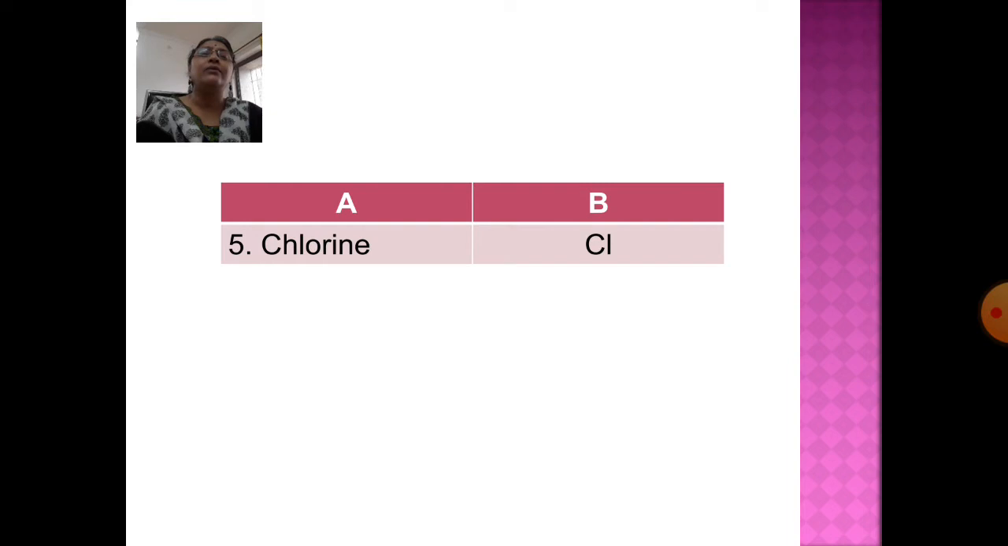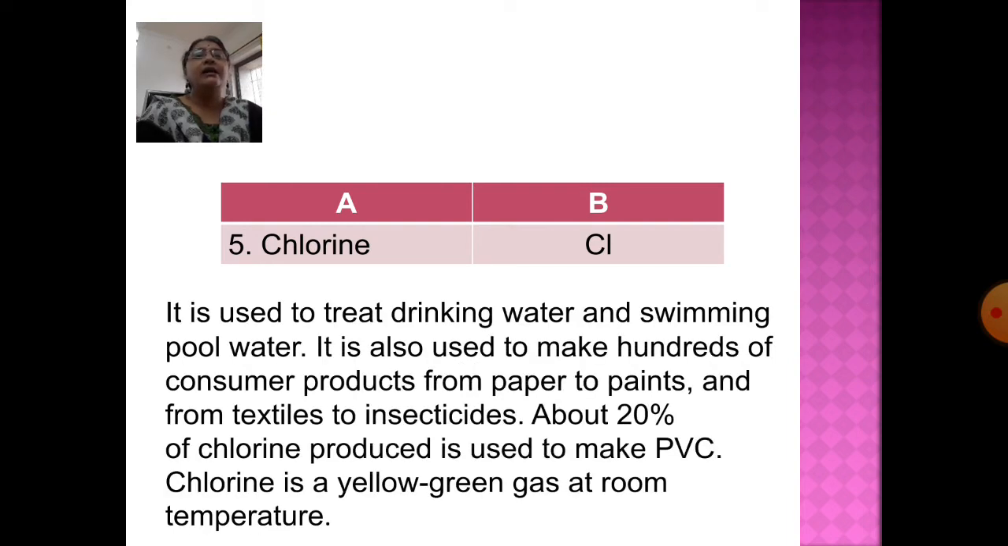Next element, chlorine, symbol Cl. It is used to treat drinking water and swimming pool water. It is also used to make hundreds of consumer products, from paper to paints and from textiles to insecticides. About 20% of chlorine produced is used to make PVC. Chlorine is a yellow-green gas at room temperature.